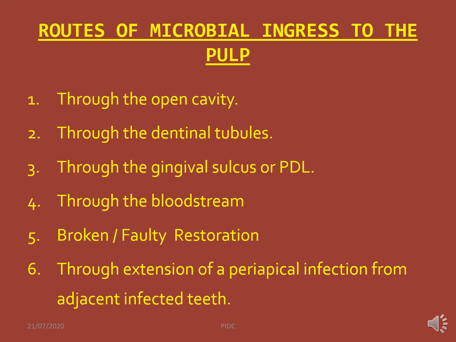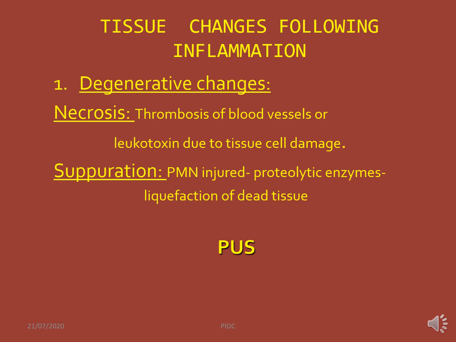The various routes of microbial ingress to the pulp are through an open cavity or through dentinal tubules, through the gingival sulcus or periodontal ligament, or through the bloodstream, broken or faulty restorations, or through extension of a periapical infection from an adjacent infected tooth.